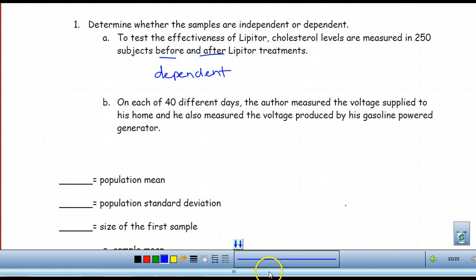Part B, on each of the 40 days, the author measured the voltage supplied to his home, and he also measured the voltage produced by the gasoline-powered generator. So the voltage to the home has nothing to do with the gas-powered generator, so we're going to say that these are independent.